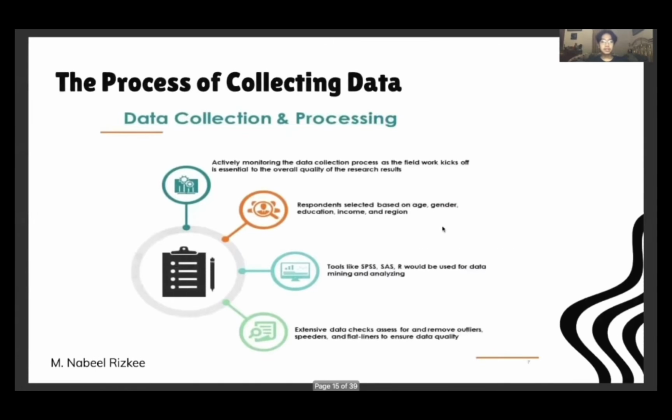The process of collecting data itself involves a few steps. The first one is actively monitoring the data collection process in the field. After we collect data in the fieldwork, we then select respondents based on age, gender, education, income, and region. After we select the respondents, we analyze the data with tools like SPSS, SAS, and other computer data programs. After we analyze the data, we ensure the data quality by assessing and removing outliers and splitters inside the data. Then it becomes the final product of information for marketing.